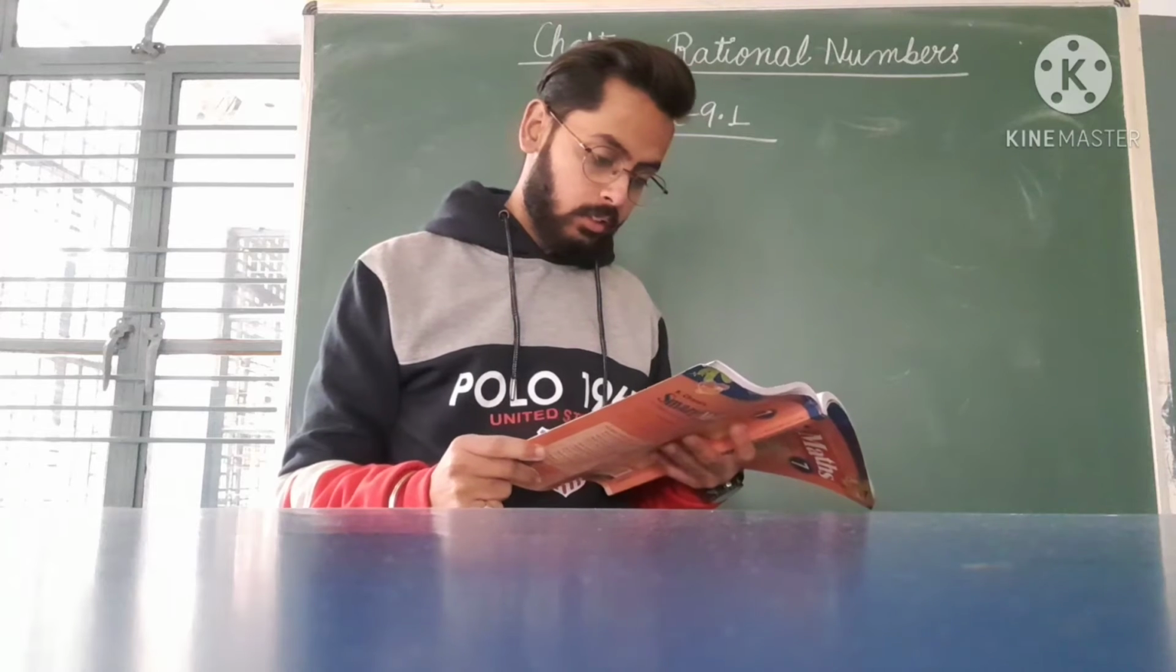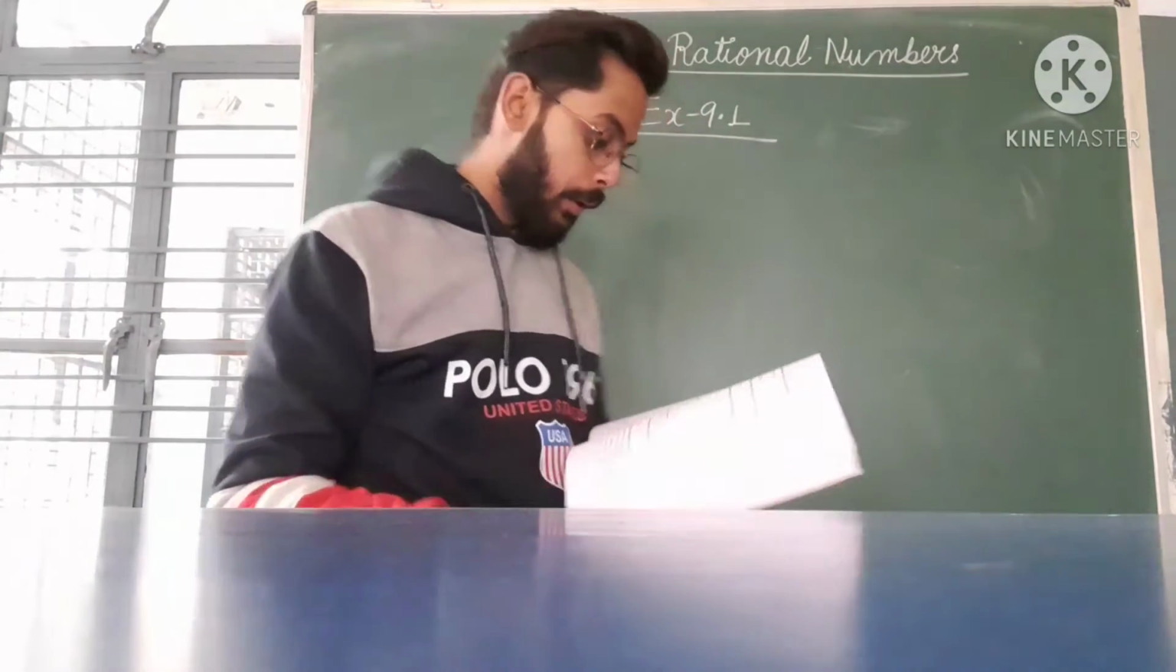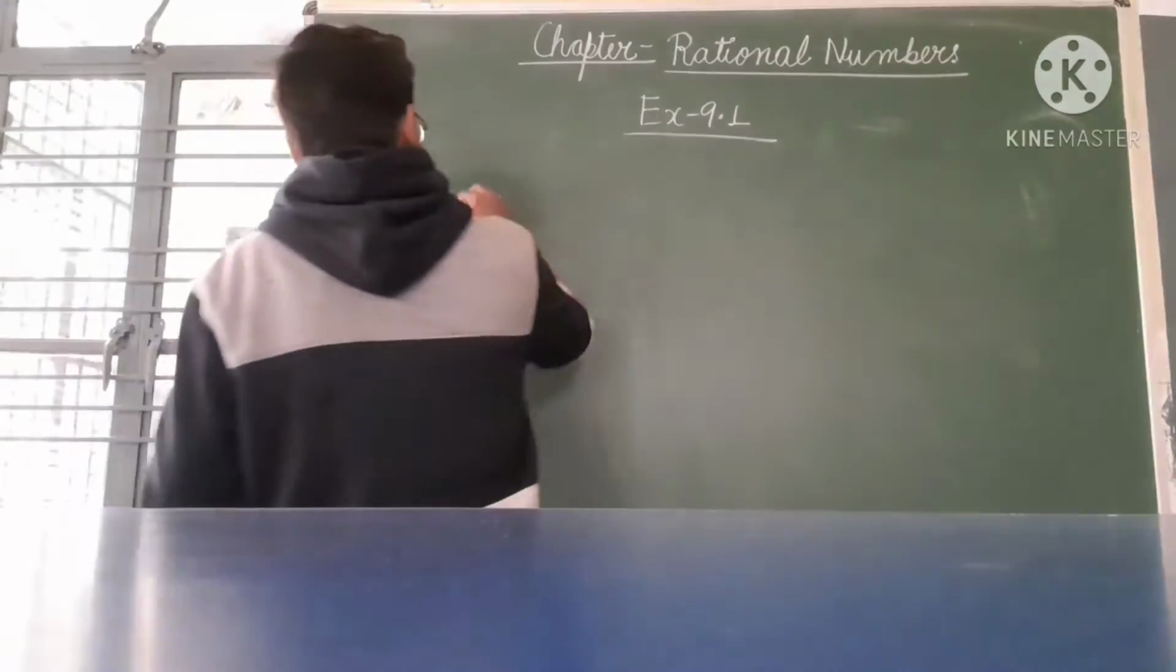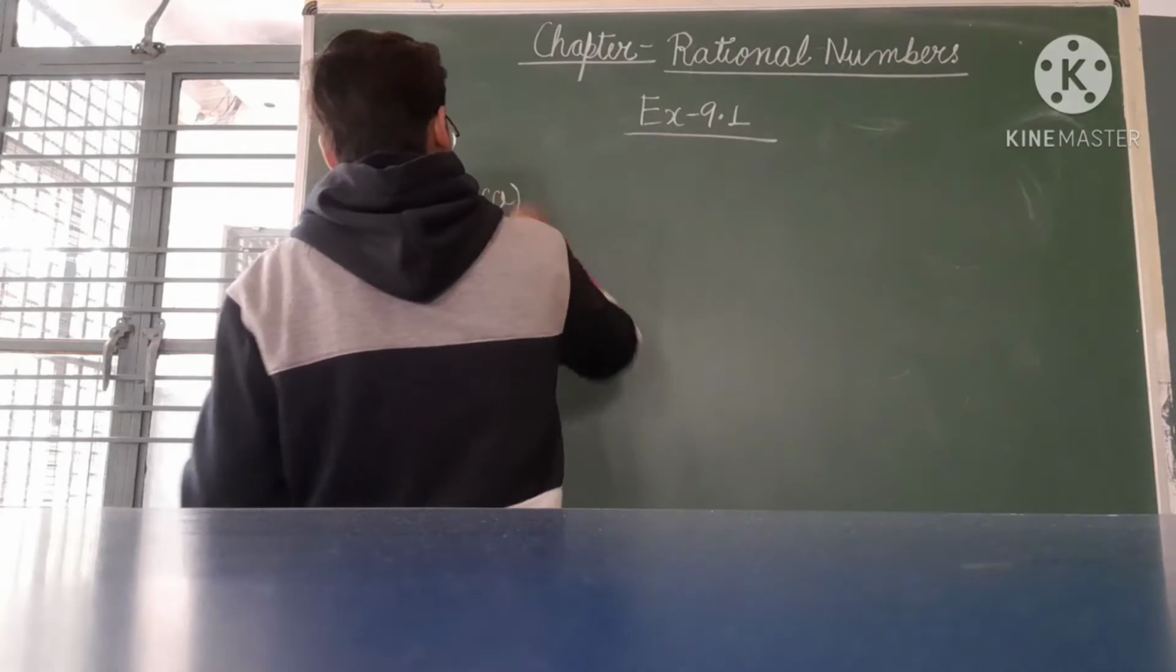Build 4 equivalent rational numbers. It's open-ended. Question number 9, you have to do it yourself. Replace. It's very easy. We have to replace it. Now question number 8. What does it say?